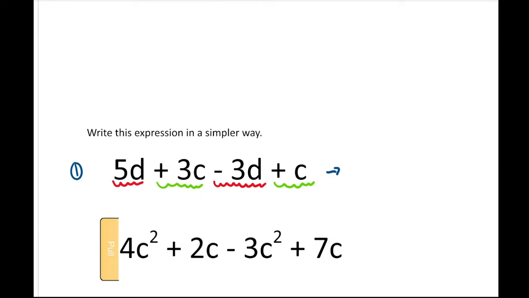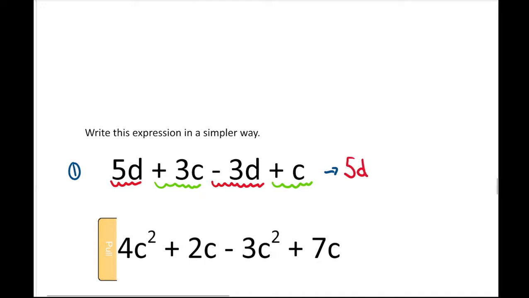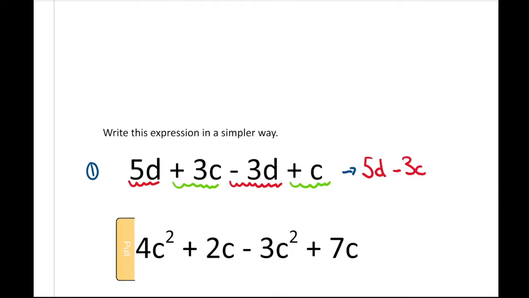I'm just going to rearrange things. And when I'm rearranging things when I add or subtract, I'm allowed to do that. The only thing that you want to make sure is that if, for example, here, when it's minus 3D, I want to include that minus in front, because I want to make sure that I remember that I'm not adding 3D, I'm taking it away. So we have 5D minus 3D plus 3C plus C, or you could say 1C.